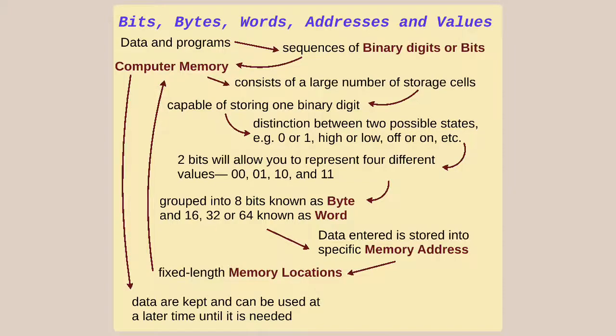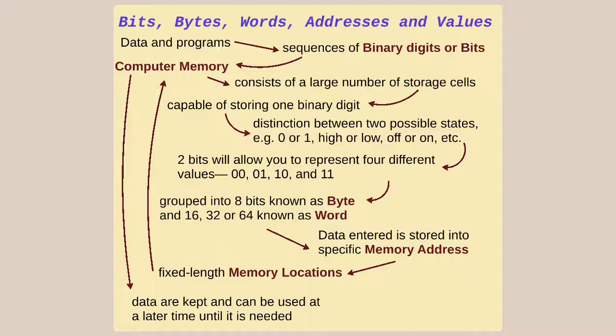Bits, bytes, words, addresses, and values. Data and programs are represented by sequences of binary digits or bits in the computer. The memory consists of a large number of storage cells. Each cell is capable of storing one binary digit called a bit. A bit is a distinction between two possible states. Example: 0 or 1, high or low, off or on, and etc.